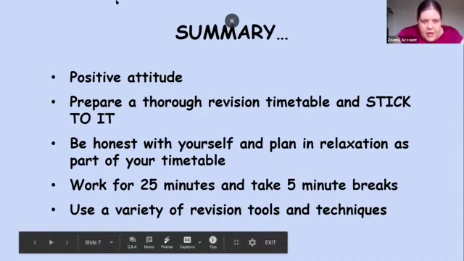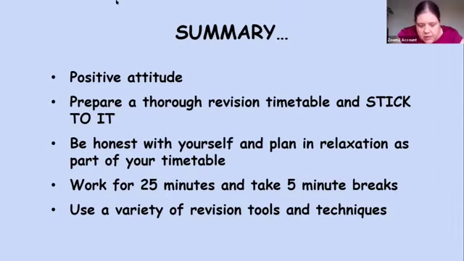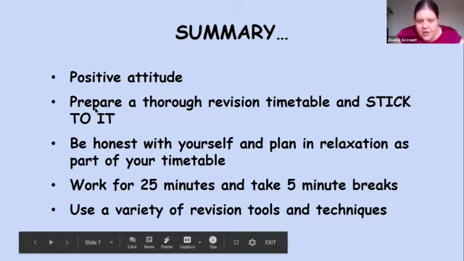My key summary is have a positive attitude. Don't think, oh, I can't do it. Think, I can do this. You might want to prepare a revision timetable. I'm more looking forward to the future for that, so not right now, but revision timetables help. Be honest with yourself and do relax. Don't do revision for hours, that's pointless. Work for about 25 minutes and then take a 5-minute break, and use a variety of tools. Don't use the same thing because that'll get really boring. Try different things, try mixing it up.